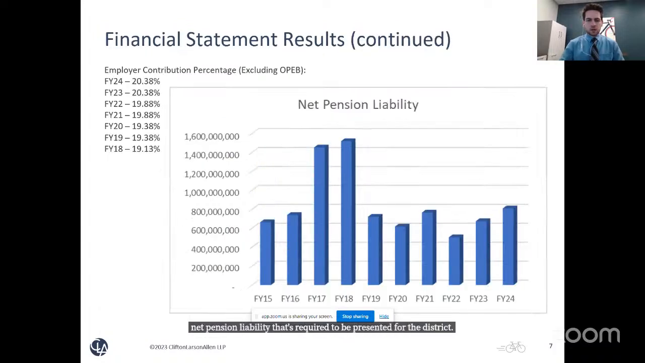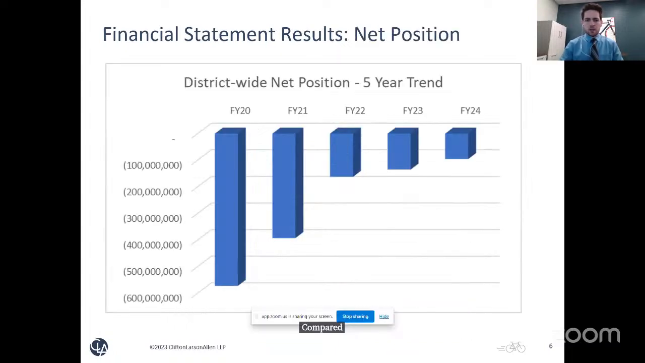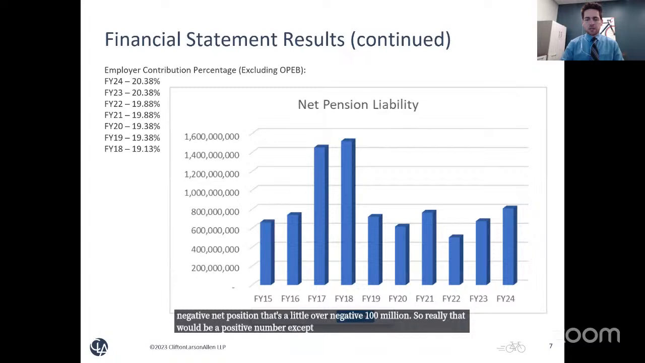So if we look here, this is the 10-year graph of the net pension liability and what's been presented. For fiscal year 2024, the net pension liability was just a little less than 800 million, compared to the negative net position of a little over negative 100 million. So really that would be a positive number except for the net pension liability.